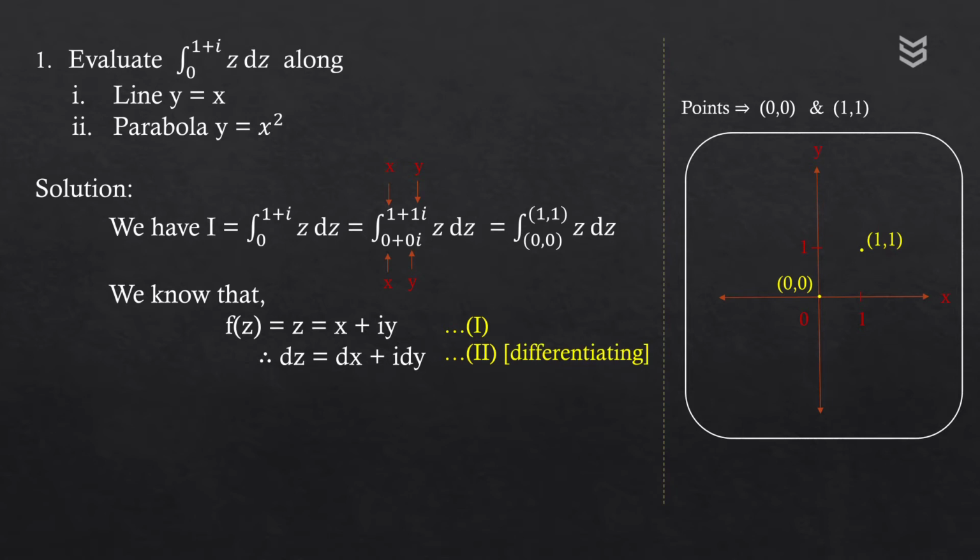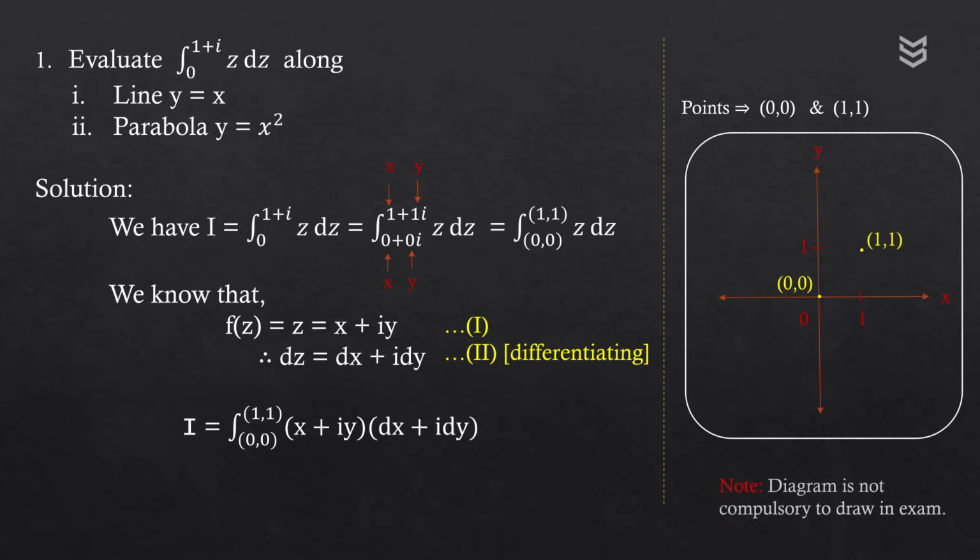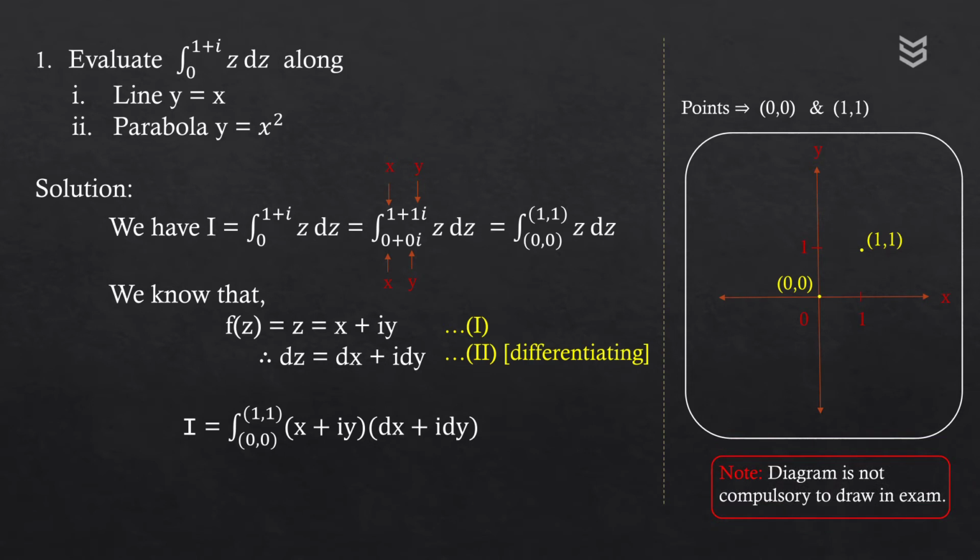Putting the values in the integral, we get the integral from (0, 0) to (1, 1) of (x plus iy) into (dx plus i dy). A diagram is not compulsory to draw in the exam. Here it is drawn to make you understand better.